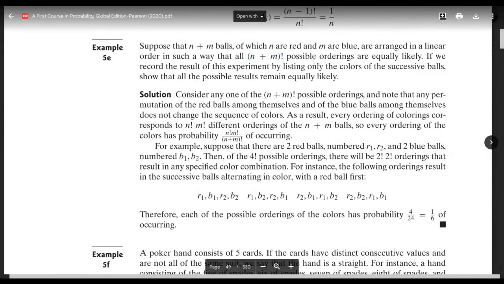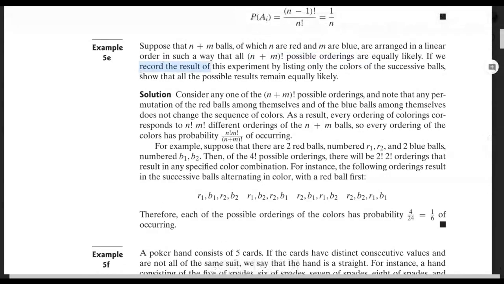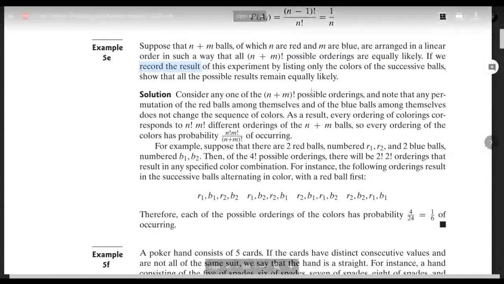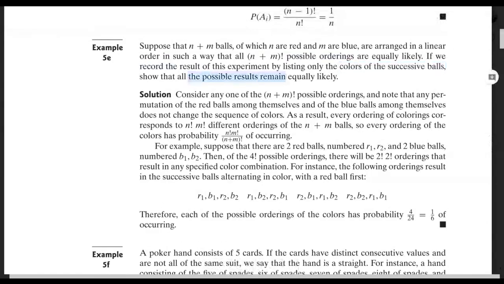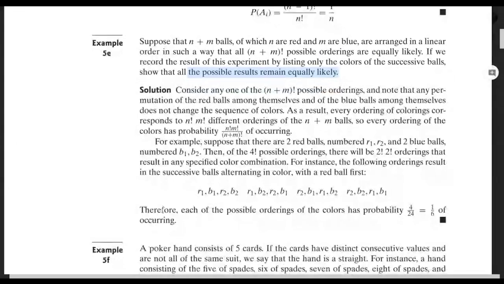Possible orderings are equally likely. Okay, if we record the result of this experiment by listing only the colors of successive balls, show that all the possible results remain equally likely. Wow. Okay, so let's see how to do that.